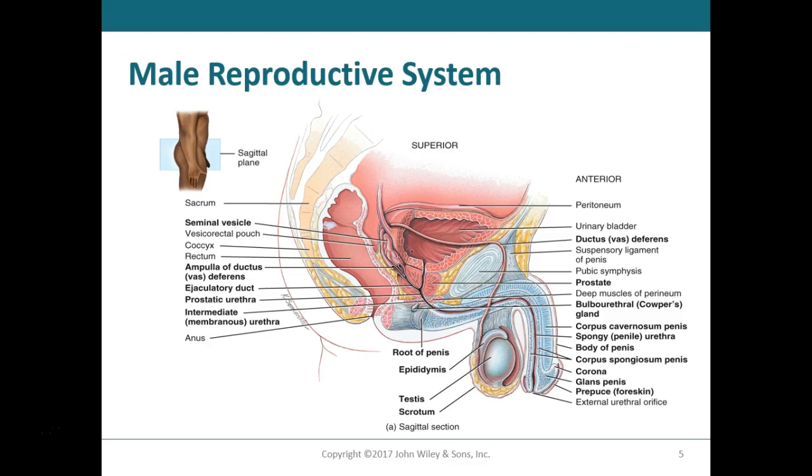So all of this semen containing all these secretions, of course, is going to carry the sperm cells outside of the body in the process of ejaculation. So the supporting structures have a lot of different functions.